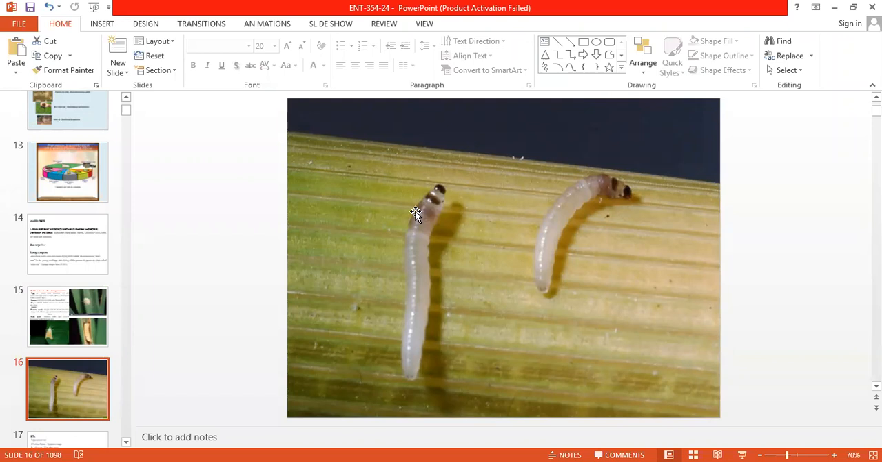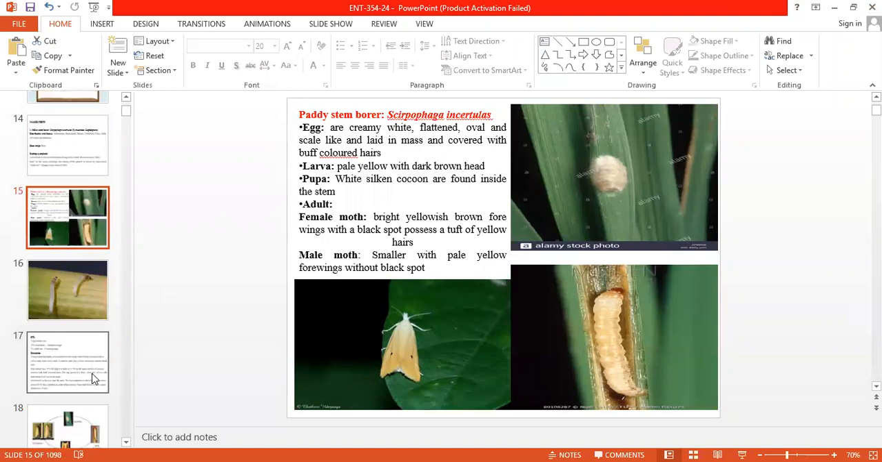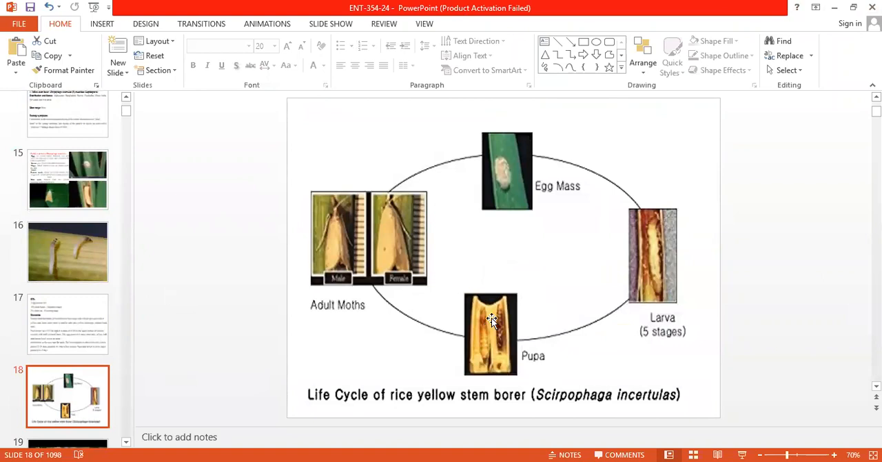Then the third stage, that is the pupal stage of that pest. The pupa is found in white silken cocoons inside the stem. The pupal stage is in white silken cocoons inside the stem, and the pupal duration of that pest is near about 6 to 7 days.